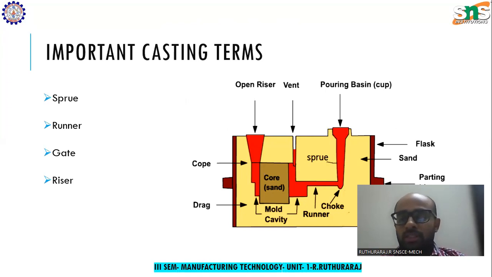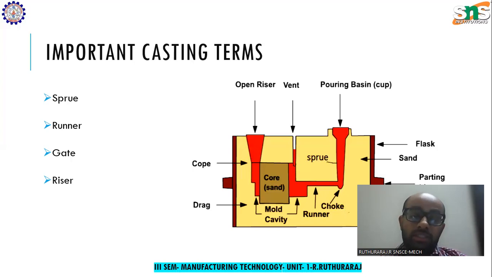In this process, the most important step is making the pattern according to the required shape. The pattern can be made from any material: wood, plastic or any metal. The important thing is it should be up to the required dimension. Once it is made, you place it on the sand and give pressure. When the pressure is applied, the sand settles, and once the pattern is removed, you get the mold cavity. Then you pour the molten metal into the cavity.